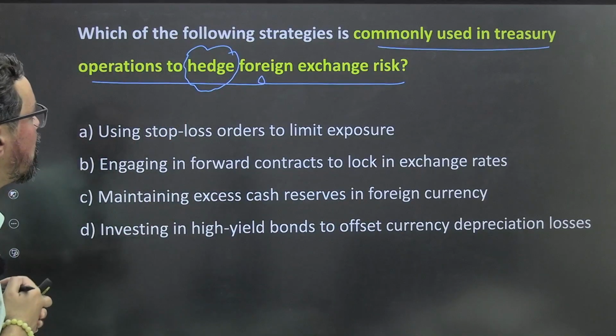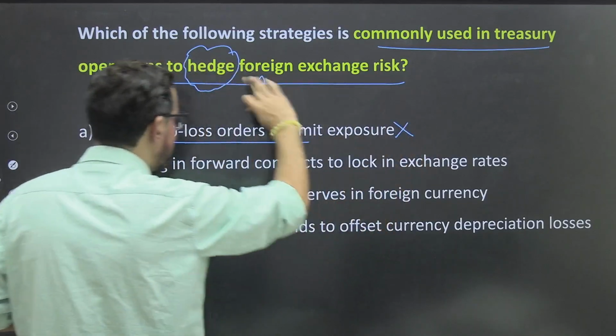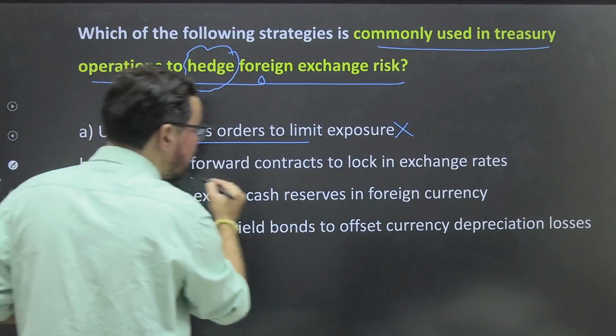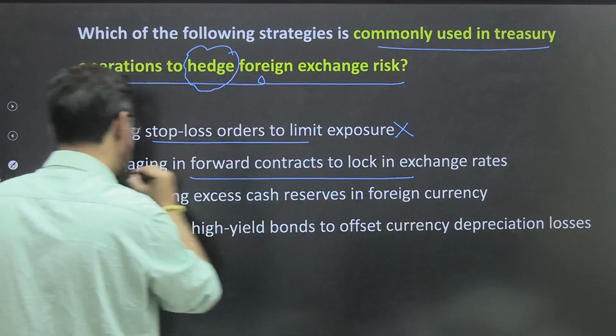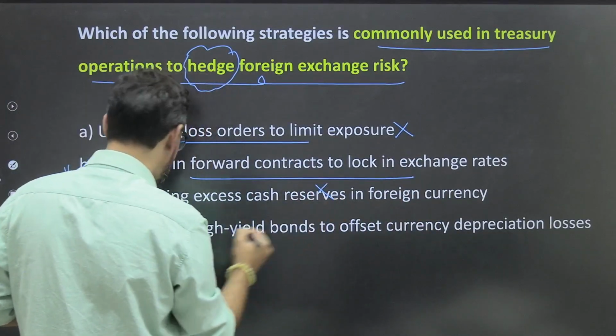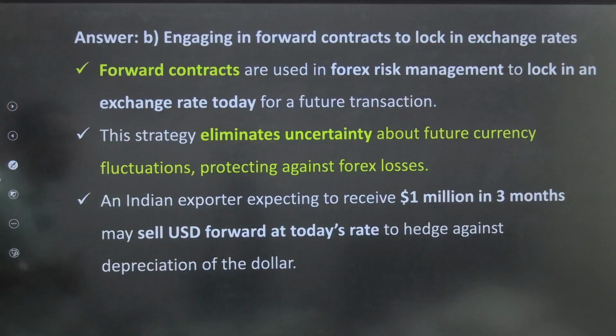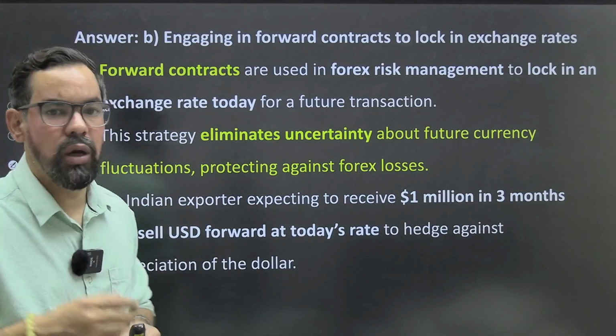Okay. So using a stop loss order, no, this is not going to help. Engaging in a forward contract to lock in the exchange rate, 100% we can do this. Maintaining excess CRR, no. Option B will be the right answer for this one. So with a forward contract, you can enter into the currency forward.